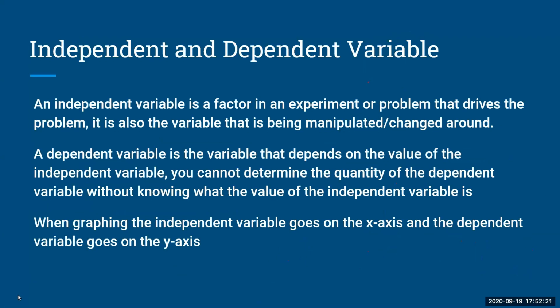Okay, independent and dependent variable. An independent variable is a factor in an experiment or problem that drives the problem. It's also a variable that is being manipulated or changed around. Likewise, a dependent variable is a variable that depends on the value of the independent variable. Go figure. You cannot determine the quantity of the dependent variable without knowing what the value of the independent variable is.